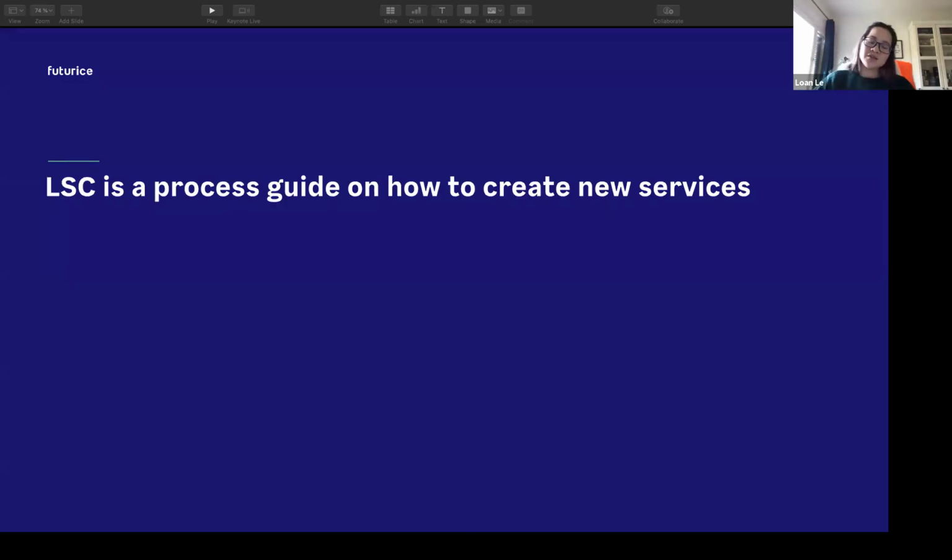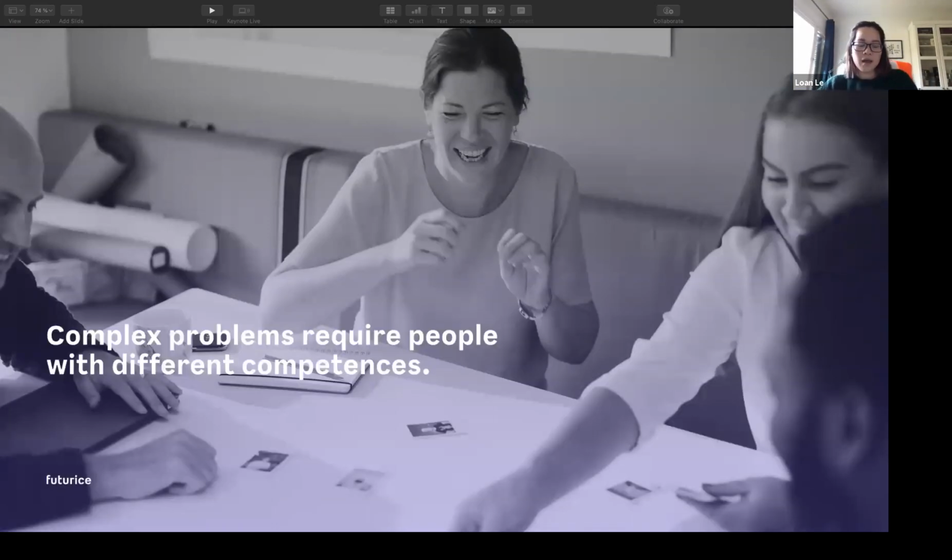That brings us to the next section. How could LSC guide you in practice? An important thing to keep in mind when dealing with complex problems is that they require people from different competences, not only designers or business, but everyone that's relevant. And it is easier to change yourself than to change others, naturally.